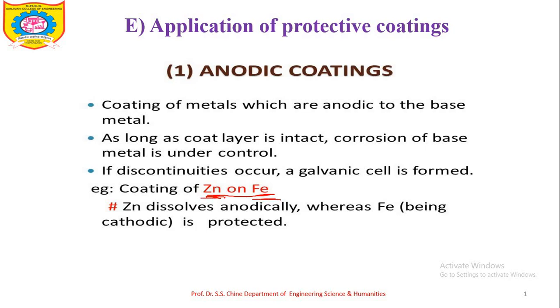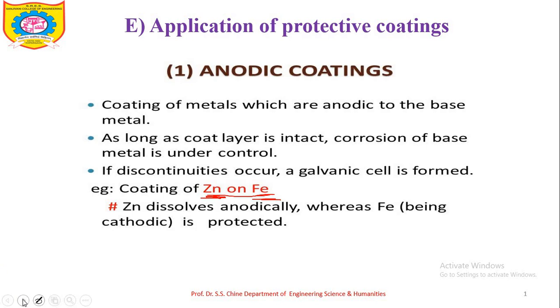So more anodic metal is selected for the coating purpose. Because of that, this zinc will protect this iron. So even though there is a formation of some crack or pores on the coating, then also zinc will act as an anode and our base metal iron will act as a cathode. It will get protected. Means in a case of any discontinuities, it will protect the base metal. So this is known as anodic coating.